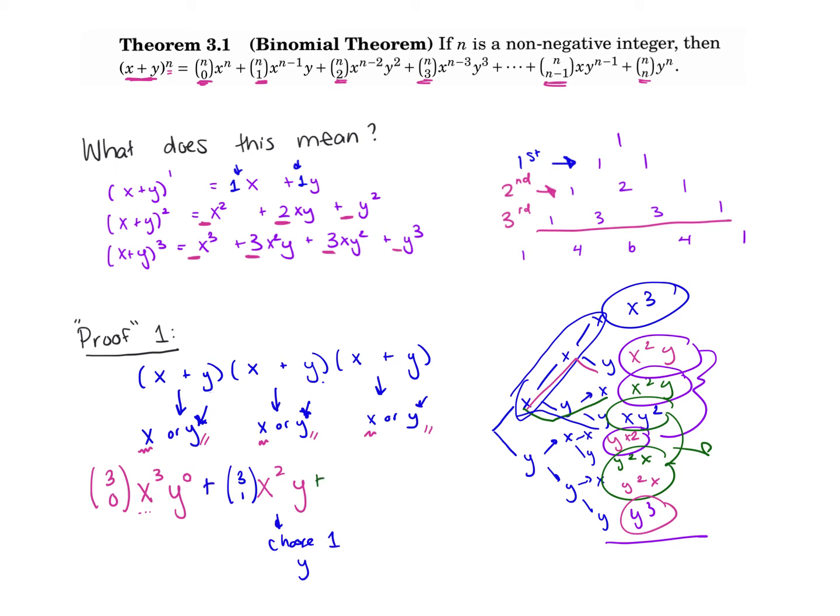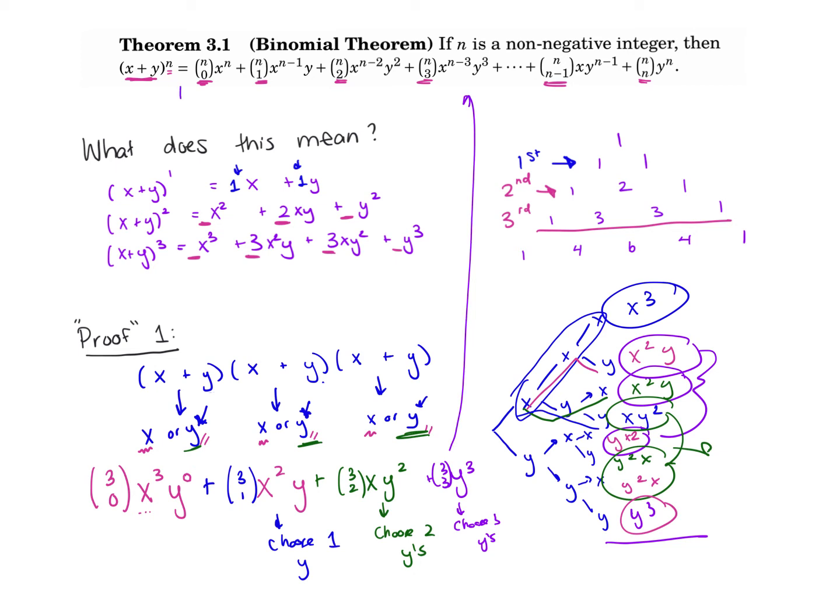And then I could also have an xy squared. So here I need to choose 2 y's. So I'm going to choose, of these 3, I choose 2. And there's 3 choose 2 ways to do that. And then finally, for my last term, y cubed, I need to choose 3 y's. So I have 3, I choose 3. Right? And that's exactly what the binomial theorem is telling us. Now we can also see that the same thing is going to be true using an inductive argument, so we'll do that on the next slide.